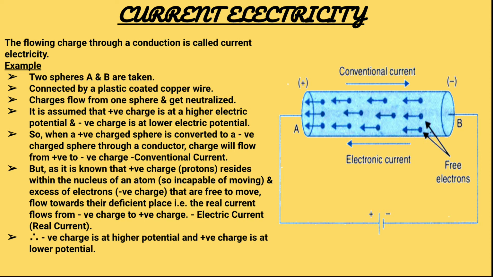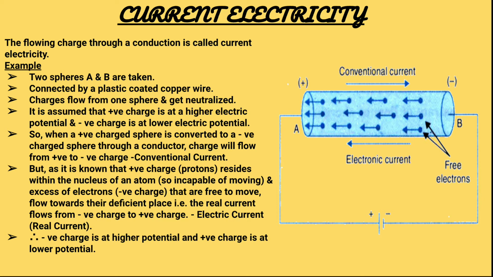Okay, for example, if we take two spheres A and B, and we connect them with a plastic coated copper wire, the charge will flow from one sphere to the other and get neutralized. It is assumed that positive charge is at higher electric potential and negative charge is at lower electric potential. So when a positively charged sphere is connected to a negatively charged sphere through a conductor, charge flows from positive to negative, and that is known as conventional current.